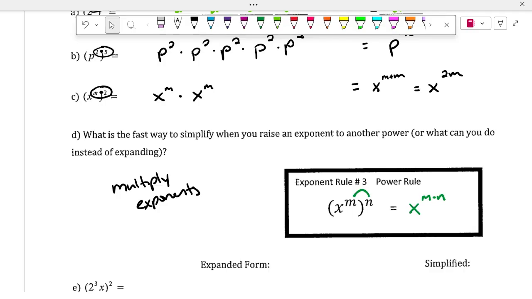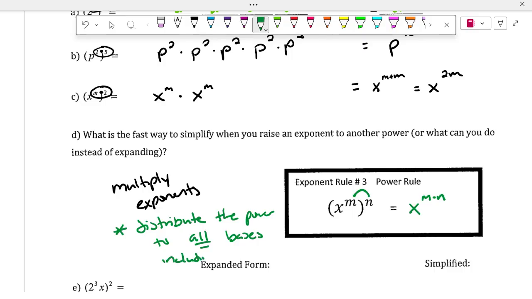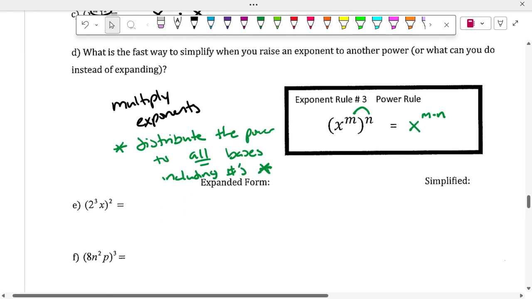So remember, something to note with this, because this is something that people forget. Distribute the power to all bases, including numbers. Biggest mistake I see with this is people forget to multiply it to a number. Like if they had like 2m in there, they would do 2m squared. It's not. It's 2 squared m squared. Which you'll see in a minute.